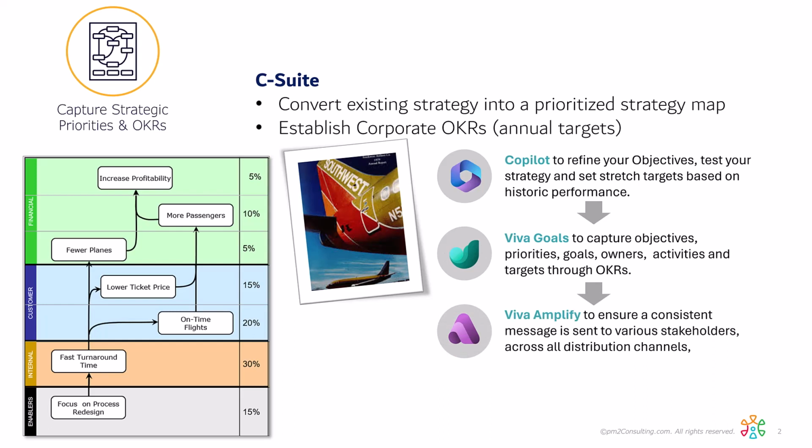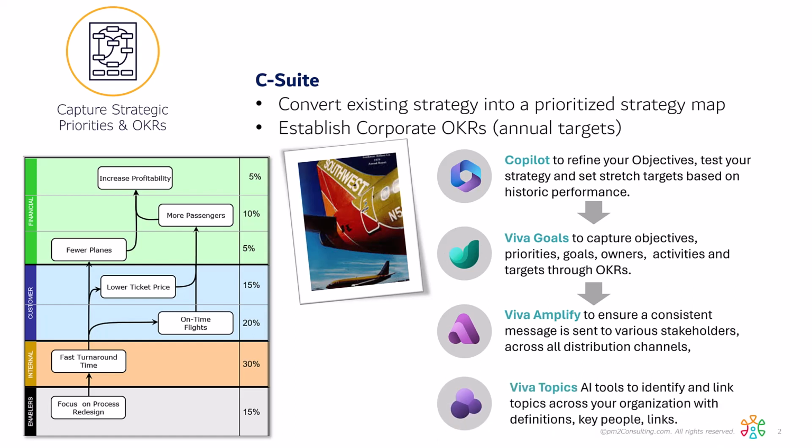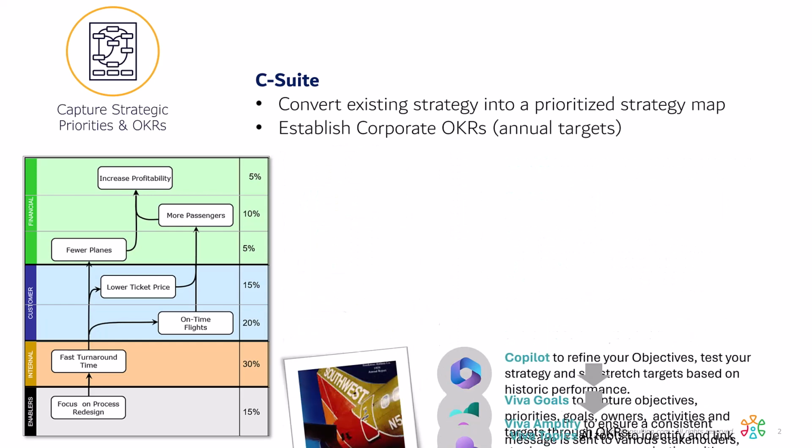What does a board need to hear? What do employees need to hear? What do investors need to hear? Customers and so on. And make sure that you've got a consistent message across all distribution channels, Facebook and so forth. And then finally, you can use tools like Viva Topics to embed the new concept and knowledge into existing documents. So hyperlink, keywords so that people know exactly what it means in this year's strategy to make sure that people understand what it's about. So that's step 1, and that's leveraging the existing Microsoft tools.